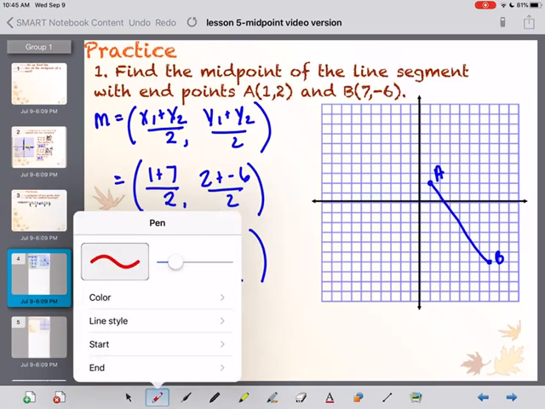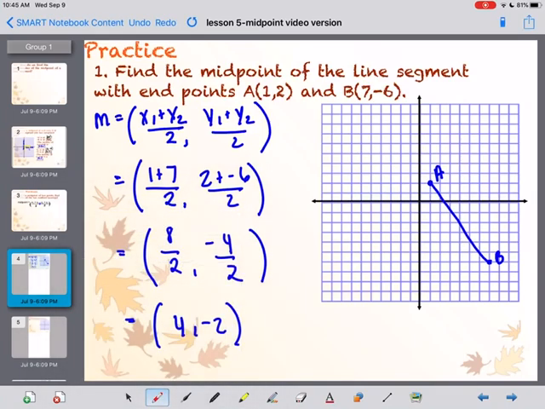So there is also another way you can do this using your coordinate grid and counting boxes, except instead of using distance, I'm going to use slope or rise and run. So if I calculate my rise and run from A to B, the run is 1, 2, 3, 4, 5, 6, 7, 8. And the rise is -1, 2, 3, 4, 5, 6.